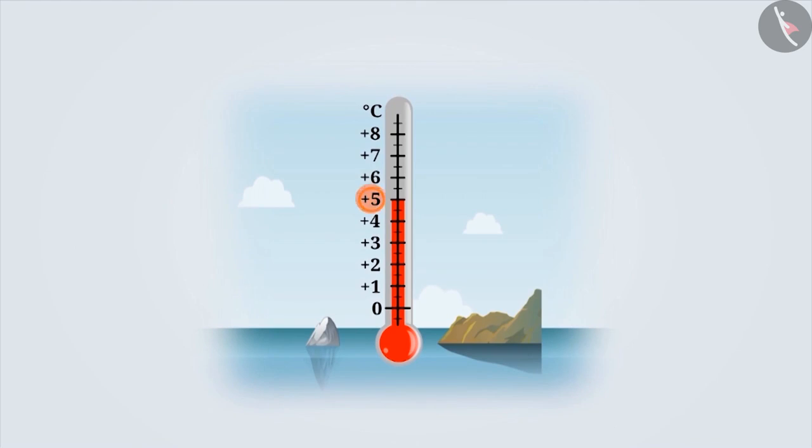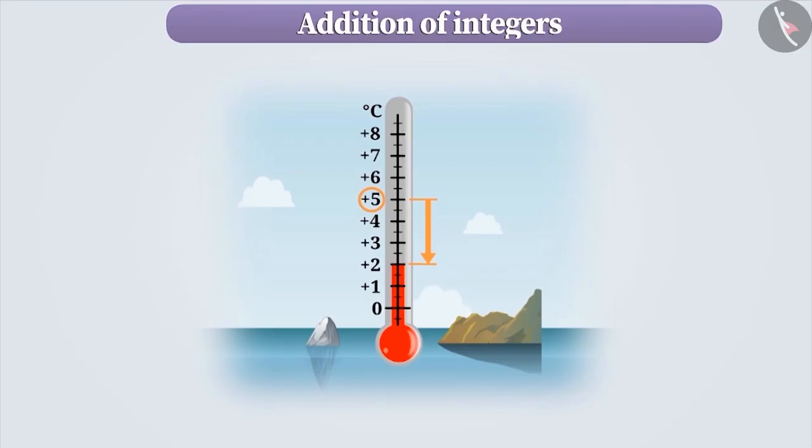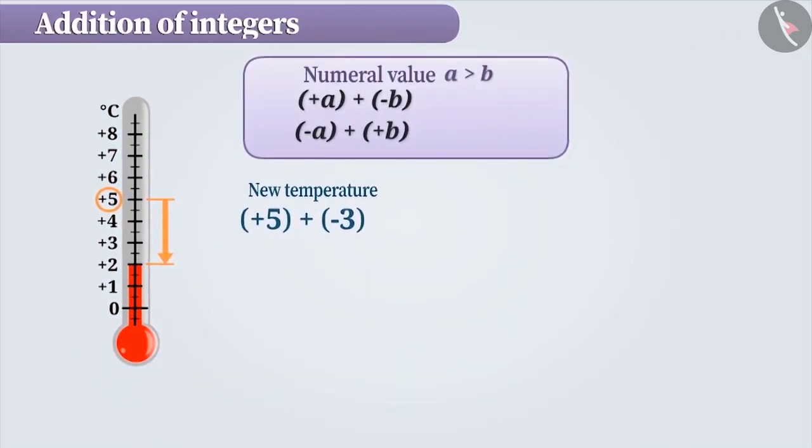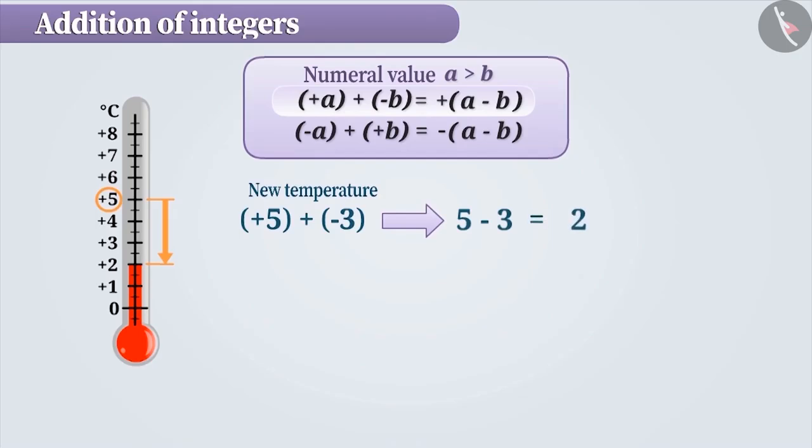Now let us suppose the temperature is +5 degrees centigrade and there is a change of -3 degrees centigrade in the temperature. So how will you find the new temperature? Think for a while. Let me tell you. It can be found by finding the value of +5 + -3. If numbers to be added have different signs, then we ignore the signs and subtract the smaller number from the larger number. Later, the sign of the larger number is included in the result. Here, we subtract 3 from 5 and the sign of the larger number, which is plus, is included in the result, giving us +2.